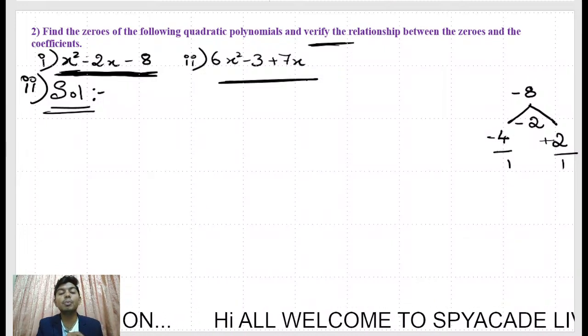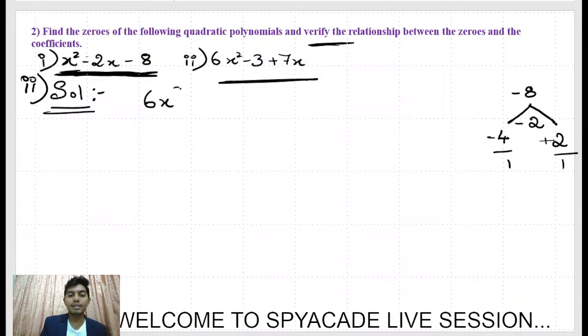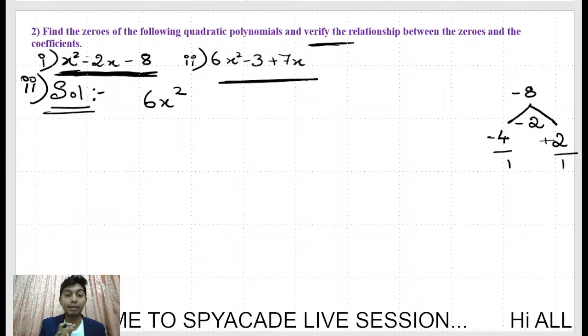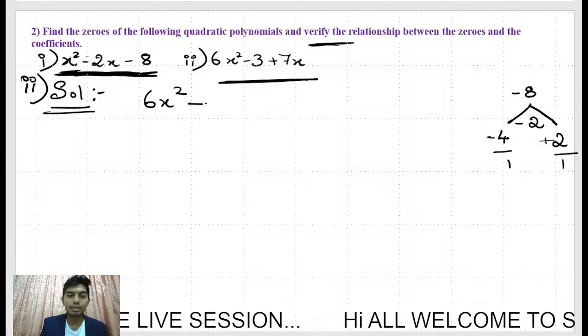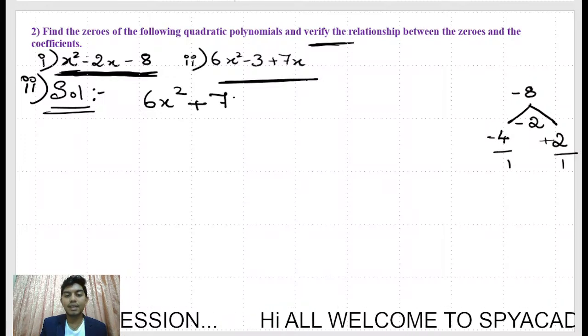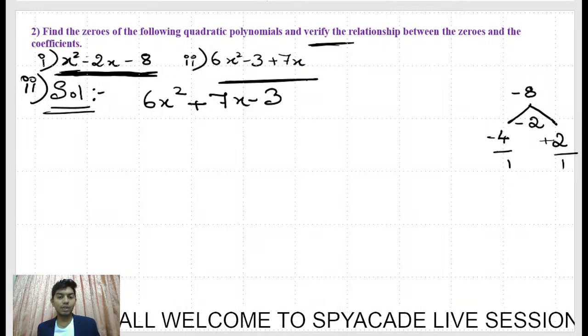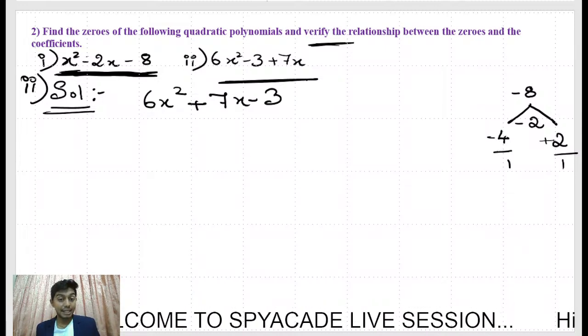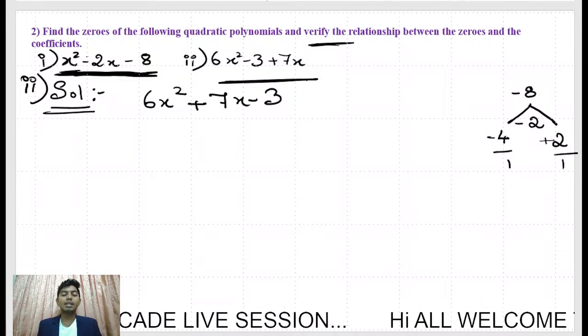Write this expression in a proper manner. First let us write it. First we write the x square term, so the next one is going to be the x term, plus 7x, and then minus 3. Hope it's clear for everyone. 6x square plus 7x minus 3. Right? Fine.